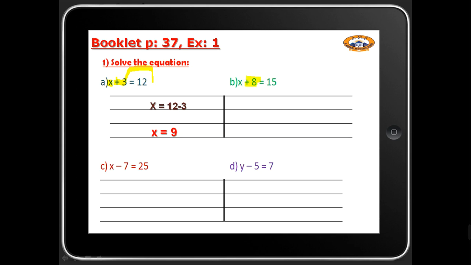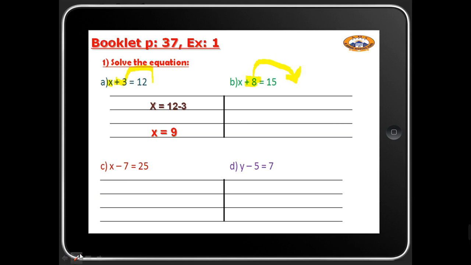So x's friend here is plus 8. So we're going to move it. We're going to make him travel, yes, go to the other side. But when he traveled, he became tired. So when he became tired, he will change. If he was plus, then when he became tired, the plus changes into minus.